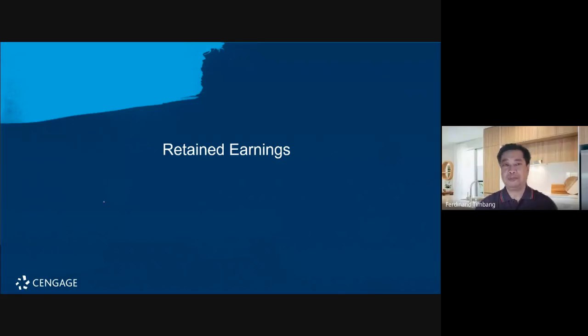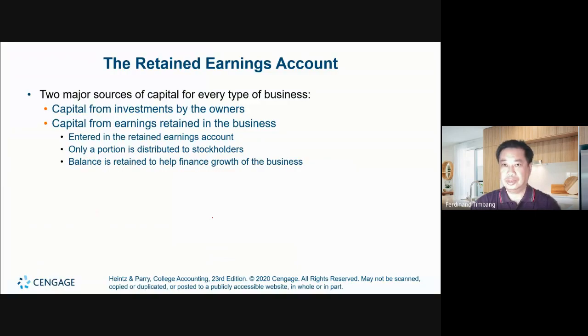Hello, everyone. So my topic is about retained earnings. For the retained earnings, actually, this is the income, no? Income accumulated by the company over the years. That's the retained earnings. Now, there are two major sources of capital for every type of business.